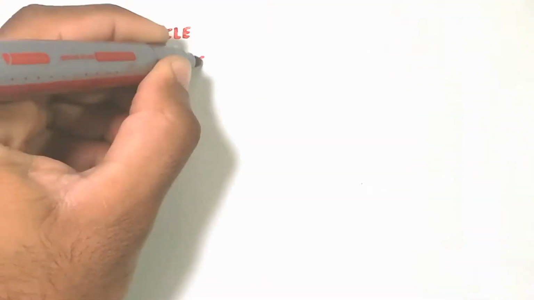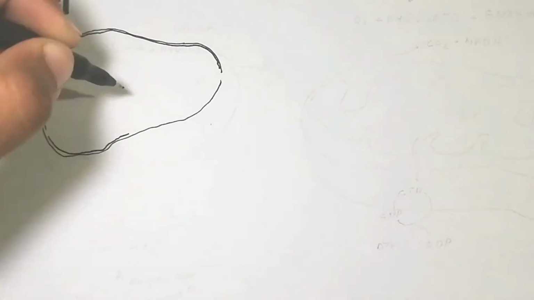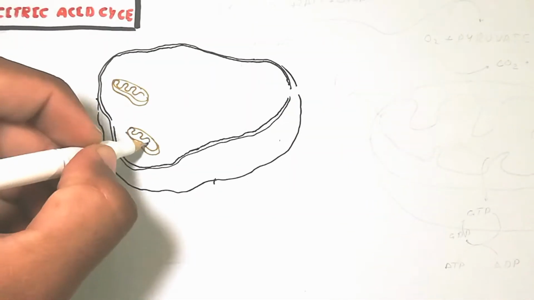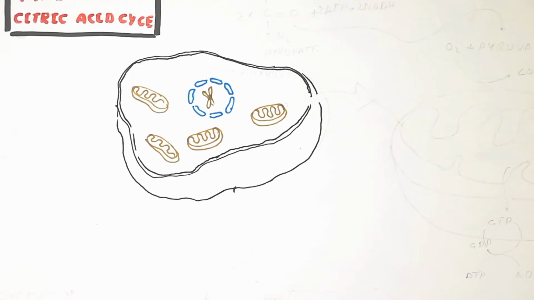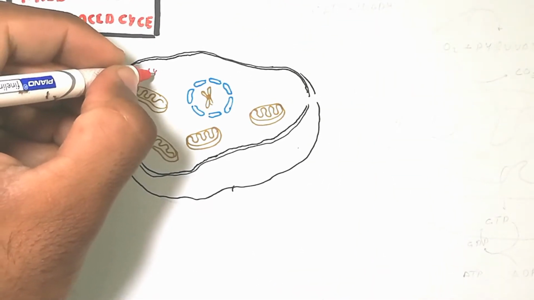Hello, in this video we will talk about the Krebs cycle. That is very easy to understand if you concentrate on this topic. So here is the cell which contains a nucleus and a lot of mitochondria present in the cytosol.